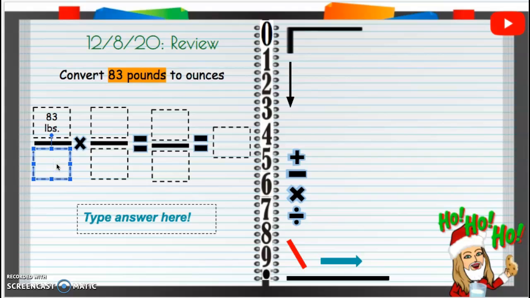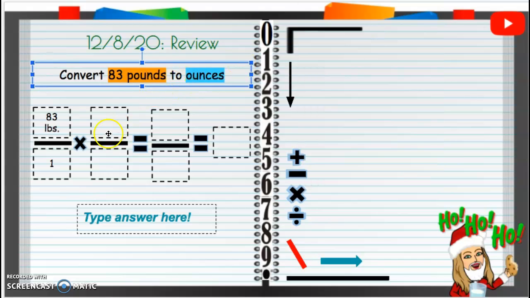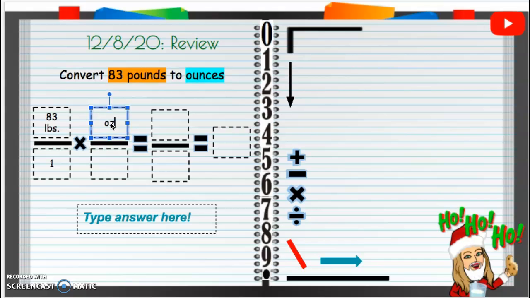Remember, we can turn that into a fraction by simply putting it over 1. Now, we're trying to convert it to ounces. Now, ounces is a little bit tricky too. It can be labeled as OZ for ounces. And then we're trying to get rid of pounds. So I'll put that pounds at the bottom.